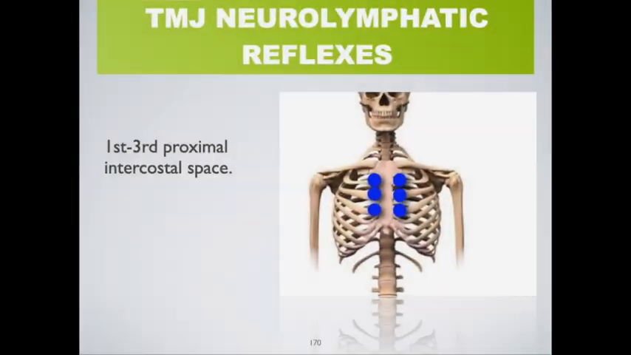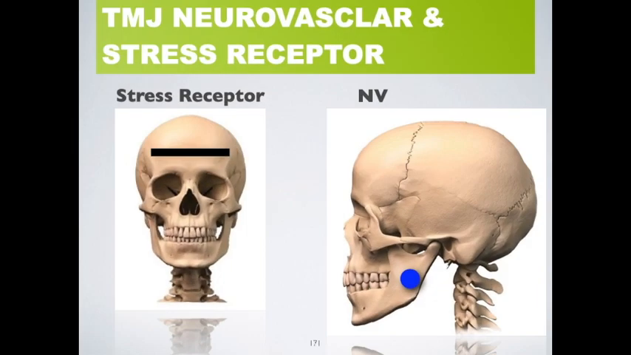Once again, after you've done fascial flushing, spindling down, any kind of work, then you want to check the neurolymphatic reflexes. Again, treat as needed. Check the stress receptors, check the neurovasculars. I actually use these fairly often on the masseters, just a lot of times just to calm down. If the patient's having a lot of pain in that area, it can be really, really calming.